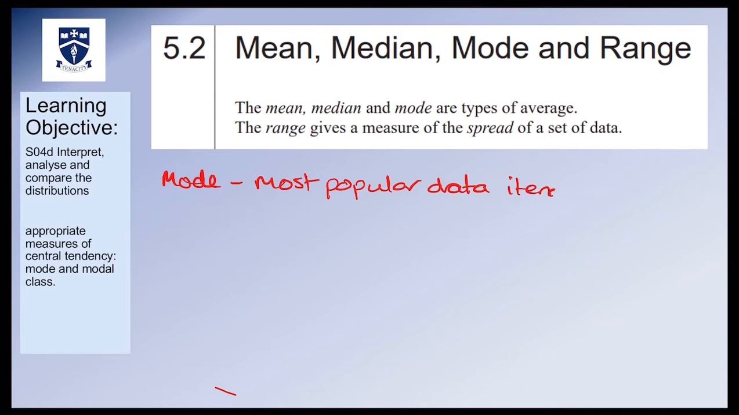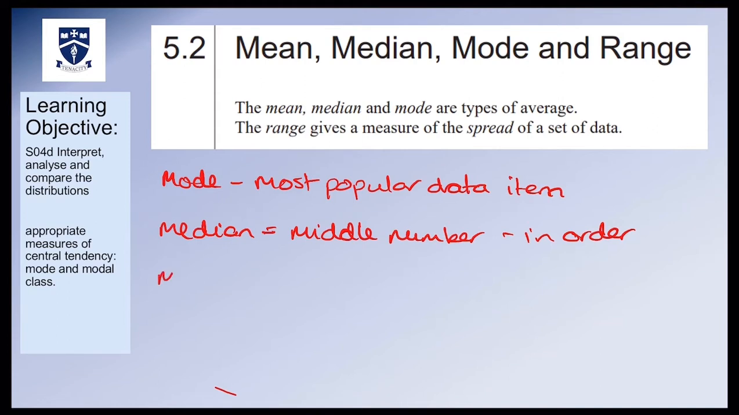There we are, data item. The median is going to be the middle number, but you need to remember it's the middle number when they are in order, right? They have to be in order. Doesn't matter if you go smallest to largest or largest to smallest, they just need to be in order.